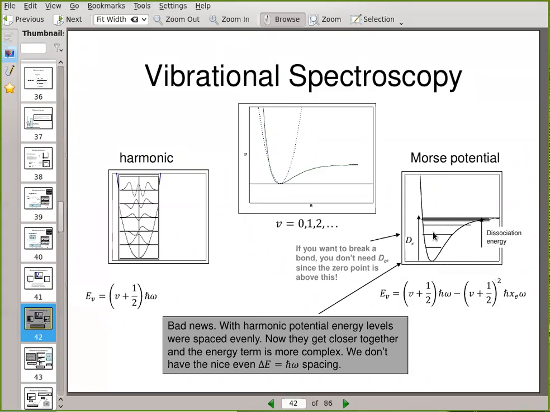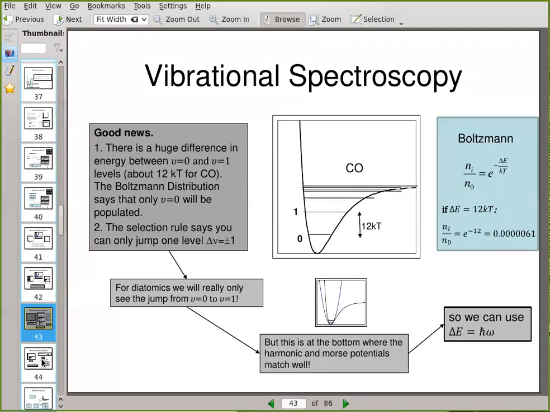How can we use this and apply this to real molecules when the situation is so much more complex than what we had with the harmonic, with the nice, beautifully spaced energy levels? And the answer is quite simple: right at the bottom of the energy well, this matches the other situation quite well. It matches the x squared very well right at the bottom.